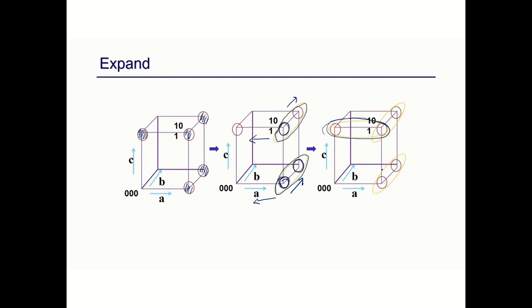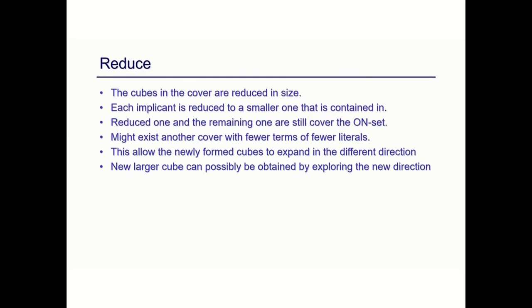Okay, if onset is available, what we will do? We will just try to make one cube with the two onset. Okay, then what is the second method? That is the reduce. The cubes in the cover are reduced in size.